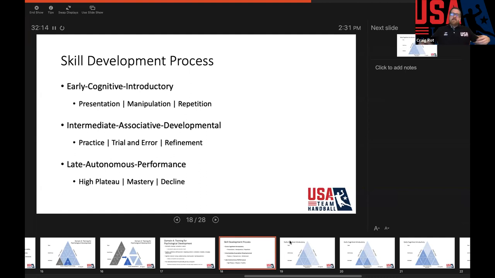So now I can do it. I can actually kind of do it against another player. I'm practicing it. But there's the middle phase, which is trial and error. And you have to let athletes fail and not discipline them during this phase. It's a huge part. If you shame a player for trying something they're not ready to do and you encourage them to do it, you failed as a coach.